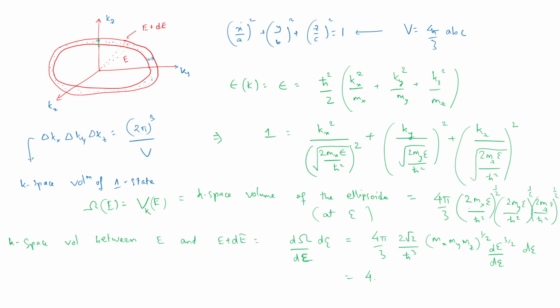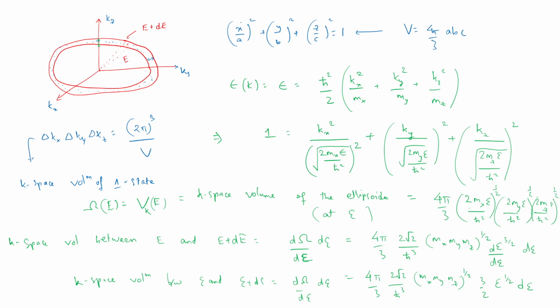So this will give me 4 pi by 3, 2 root 2 by h bar cube, mx my mz to the power 1 by 2, E to the power 3 by 2 derivative. Okay, so this is the k space volume between E and E plus dE. So this is d omega by dE into dE.